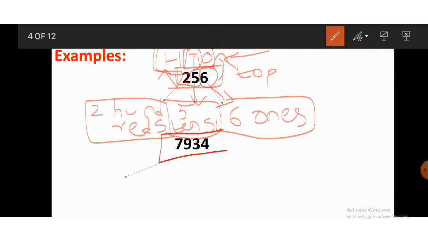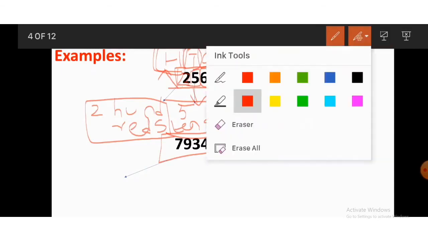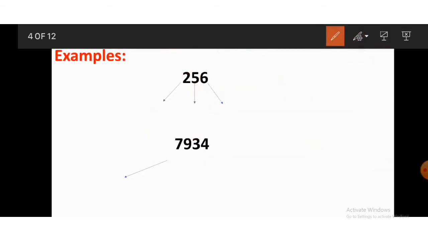Coming to our second example, the number here is 7934. What is the first step? We write the place values on top of the numbers starting from the right. The first place value is ones. The second is tens. The third is hundreds. What comes after hundreds? Thousands. Ones, tens, hundreds, thousands.